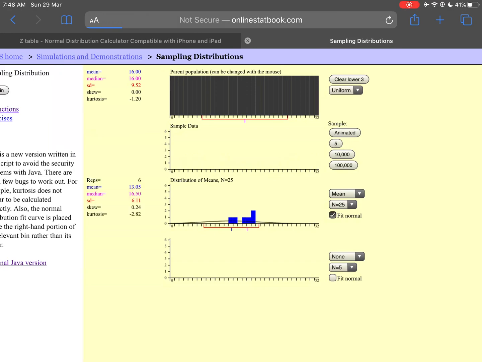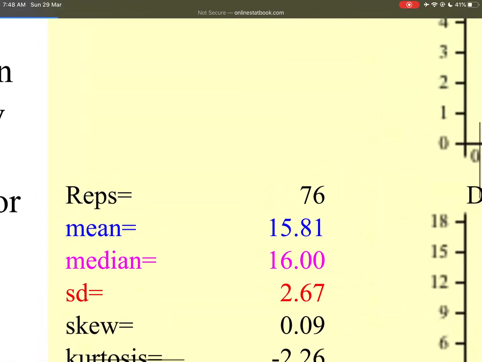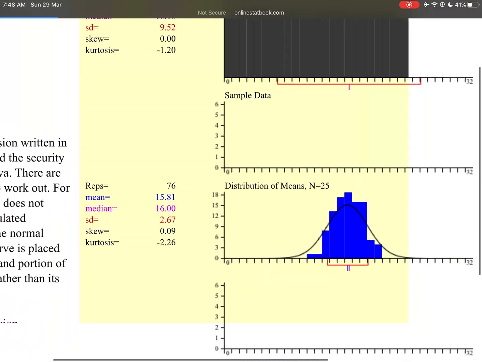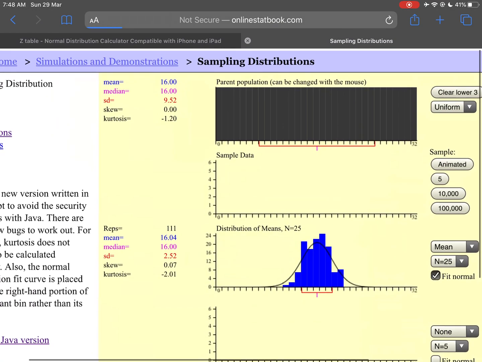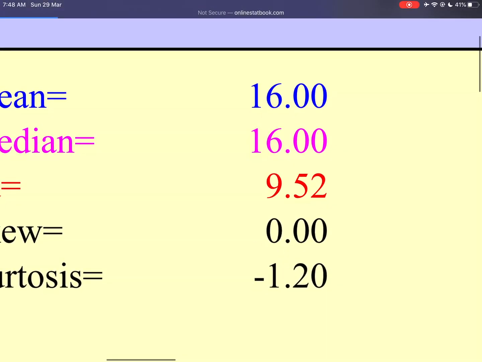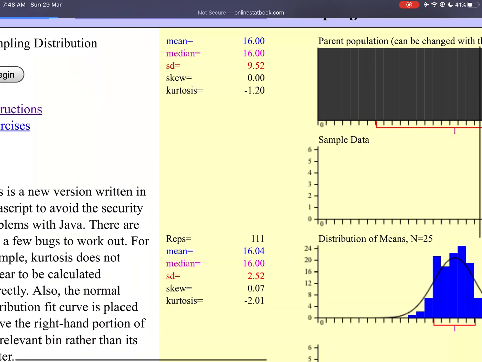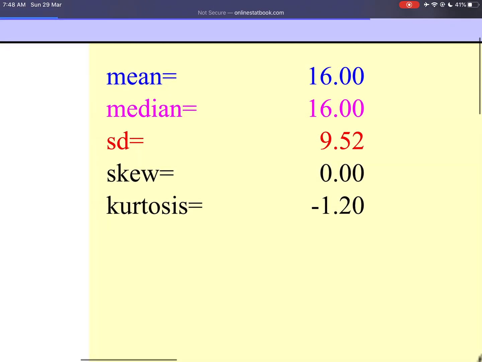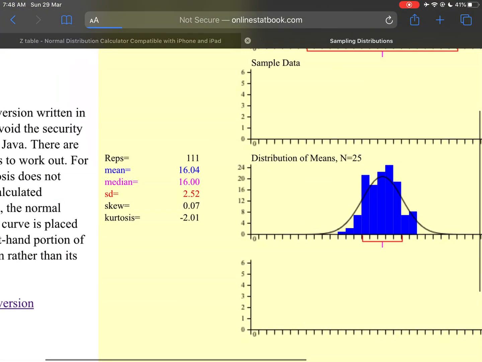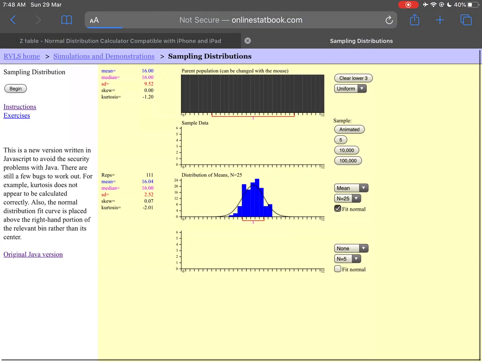Okay, so let's add 5 more, 5 more, 5 more. See, keep on adding 5, 5, 5, 5. As your number of samples here, the 76, increases, you can see that you are getting approximately a normal distribution. See, as I'm adding, and look at the mean of the population. It's 16. You see the mean, the blue one is 16. What is the mean here? 16.04. So they are almost the same. And the standard deviation is 9.52. Here I have 2.52. So let me continue adding more samples.